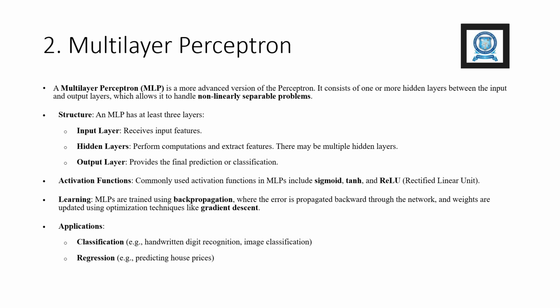Activation functions. Commonly used activation functions in MLPs include sigmoid, tanh, and rectified linear unit. Learning. MLPs are trained using backpropagation, where the error is propagated backward through the network and weights are updated using optimization techniques like gradient descent. Applications: classification, regression.